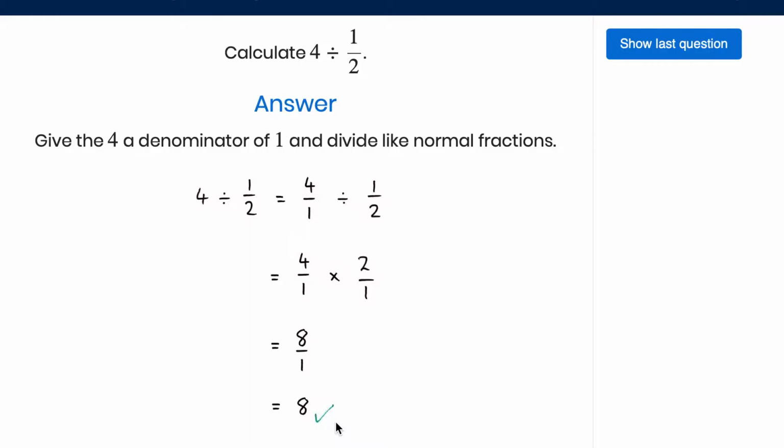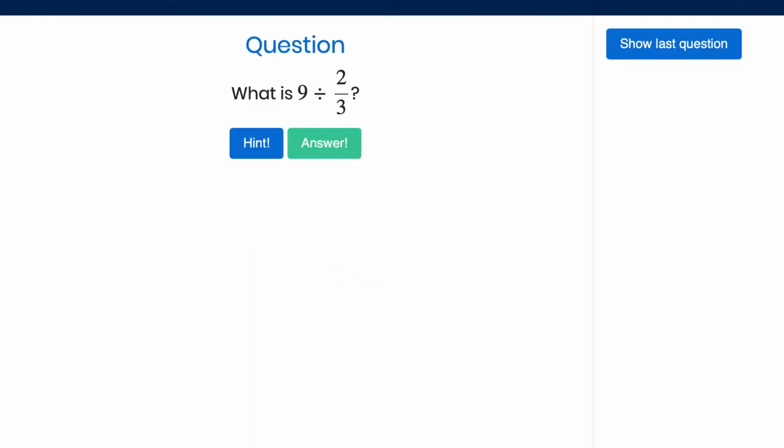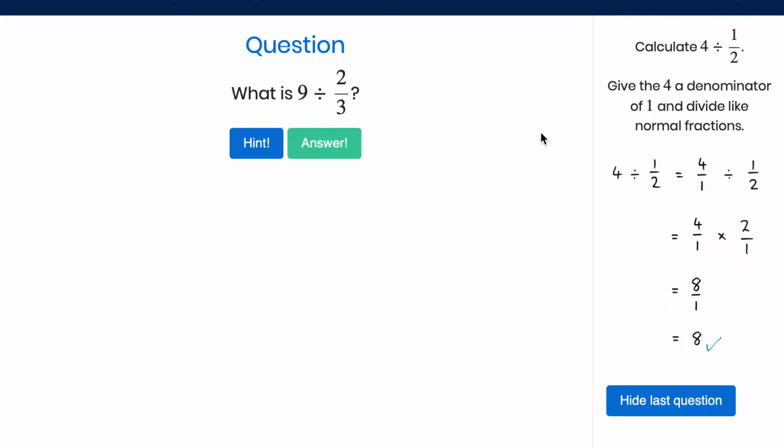Right, now it's your turn. Here is another example. What is 9 divided by 2/3? Follow the method from the last question shown here on the right hand side. Pause the video and have a go. Okay, so here is the answer.